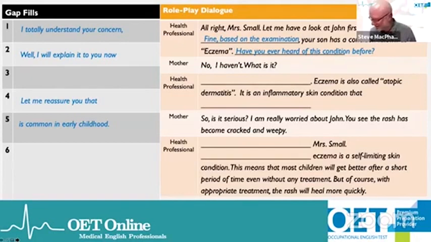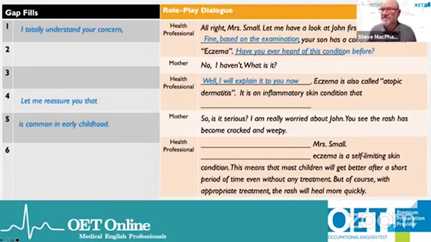Not yet. Getting some numbers coming in. No. Karis has got it. There we go. The mother says, no, I haven't. What is it? Well, I'll explain it to you now. And I like that pause, everyone. Instead of going directly, eczema is also. Just setting the scene, I'll explain it to you now.